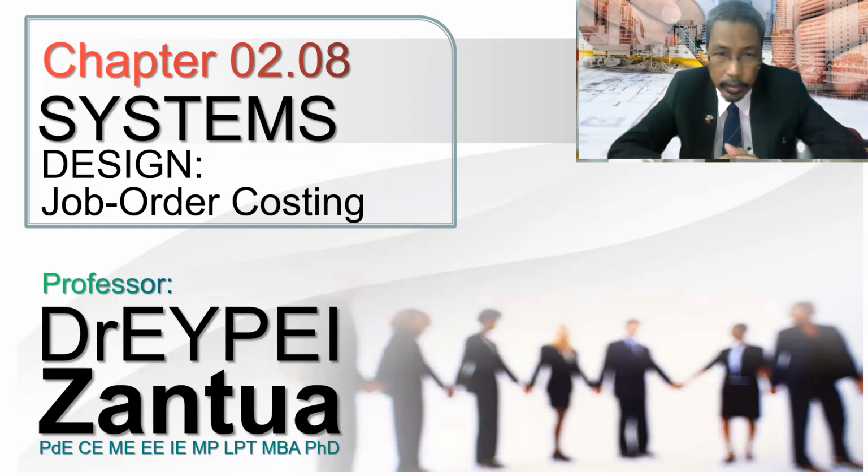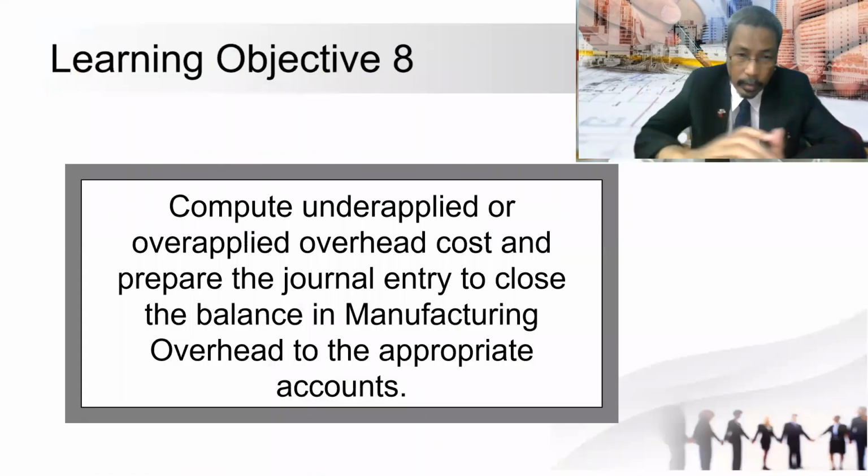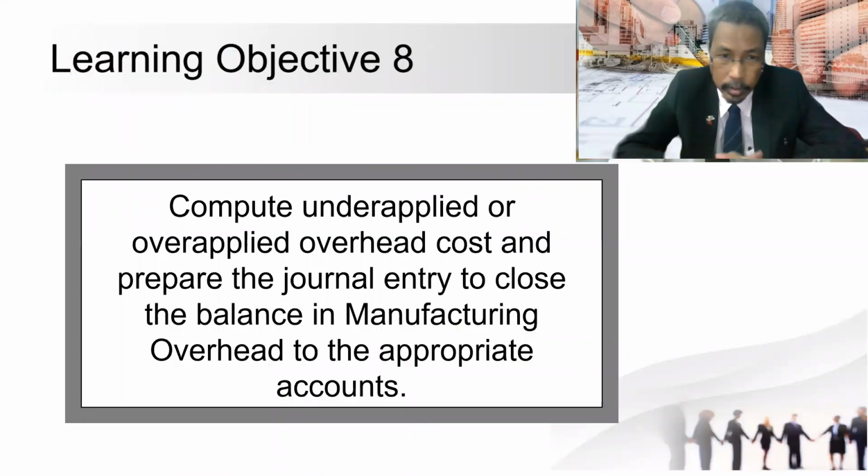In this video, let us discuss Chapter 2, Systems Design, Job Order Costing. We are currently on Module number 8. What we are going to learn in this module is to compute under-applied or over-applied overhead cost and prepare the journal entry to close the balance in manufacturing overhead to the appropriate accounts.